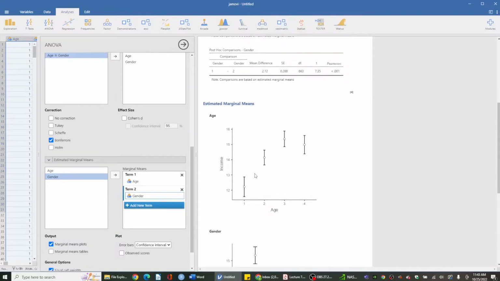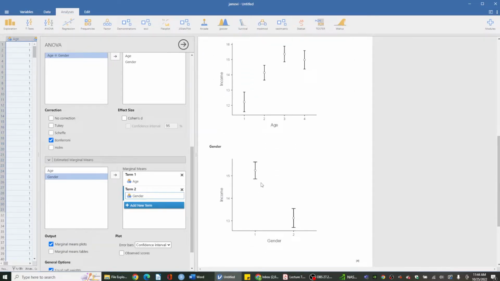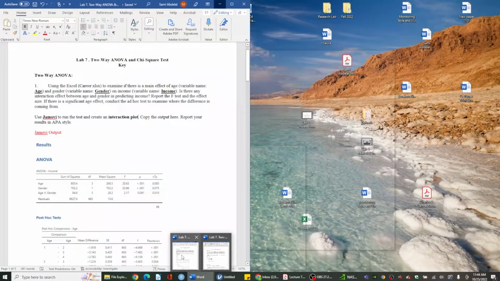So we can see there's a significant difference. You'll see the same things on the post hoc comparisons, significant difference between 1 and 2 and 2, 3, and 4, and then significant difference between gender. So when we're writing our answer in APA, this is kind of what it's going to look like.